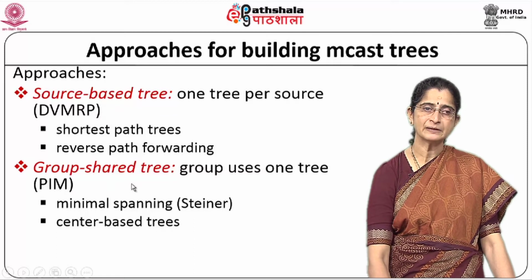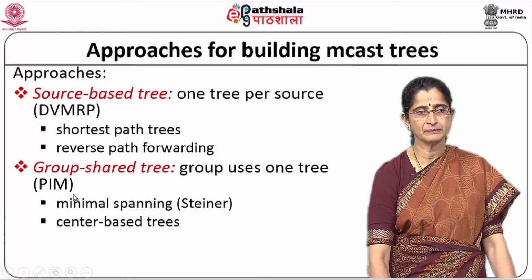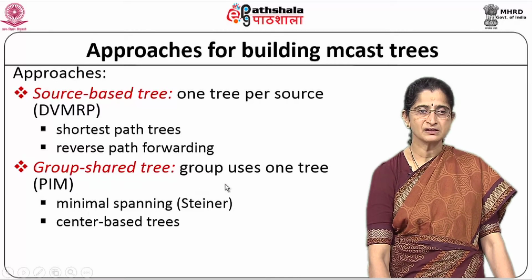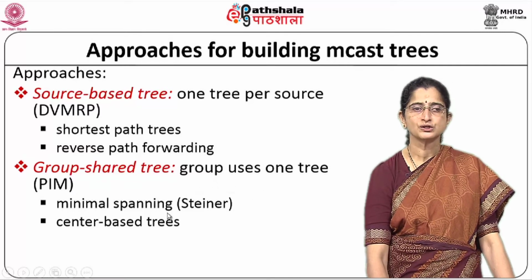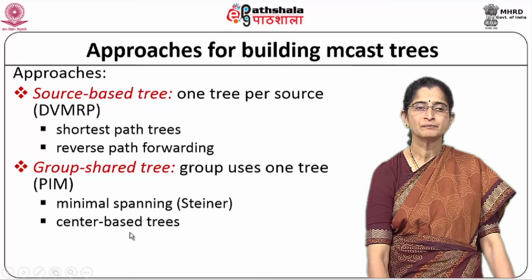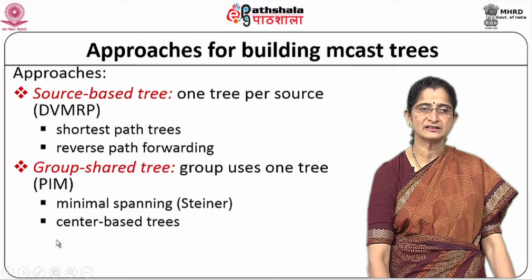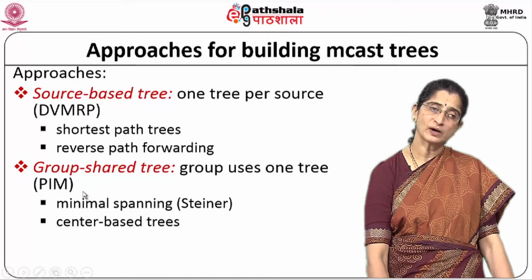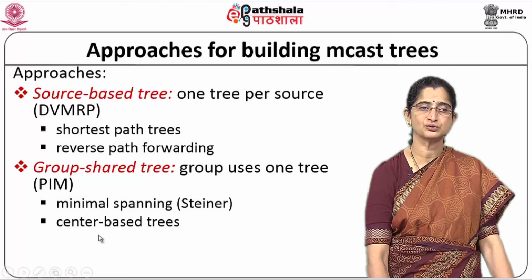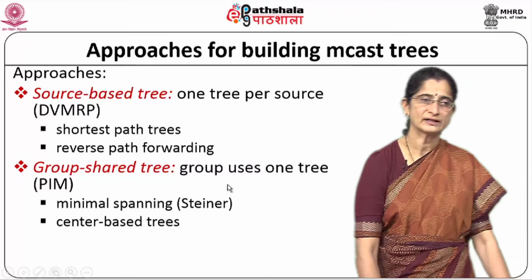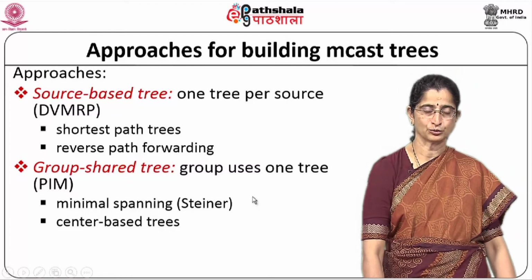In group shared tree, which is used in the PIM protocol, the protocol independent multicasting protocol, the entire group uses one tree. This may be either a minimal spanning tree constructed using Steiner tree, or it could be a center based tree. You will find that actually it is a center based tree. In fact, PIM has two modes of operation, one in which it uses a source based tree and one in which it uses a group shared tree. We will look at PIM later. We will look at this DVMRP protocol.